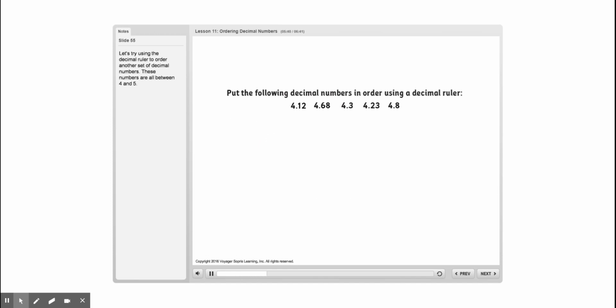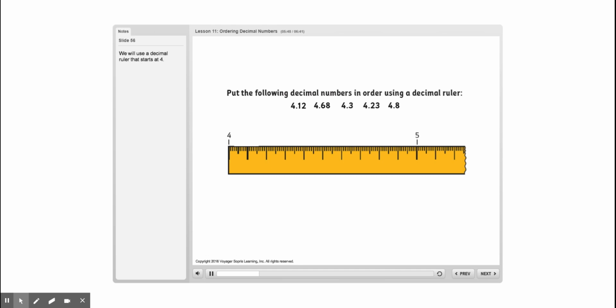Let's try using the decimal ruler to order another set of decimal numbers. These numbers are all between 4 and 5. We will use a decimal ruler that starts at 4. Remember that the long lines are tenths. This line is 4 and 1/10. Our first number is 4 and 12/100ths. This number is 2 short lines, or hundredths, past the first long line.